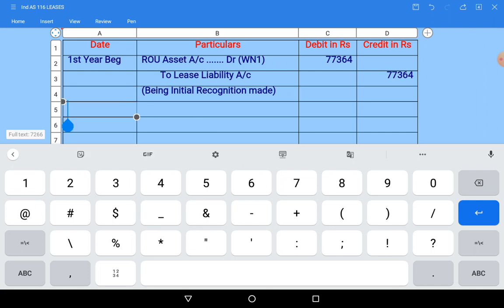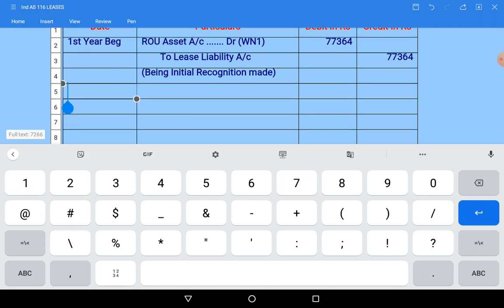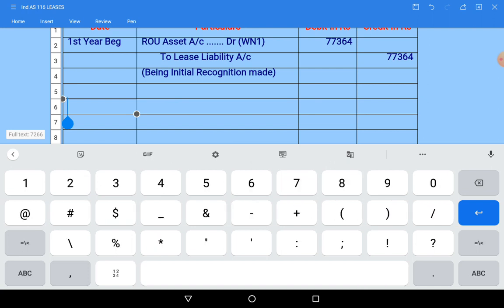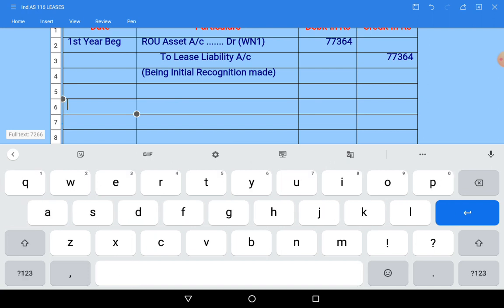Next, first year end. Okay, first year end, what is happening? First year end, we need to pay the interest. So interest account debit to lease liability account is the journal entry that we need to write.